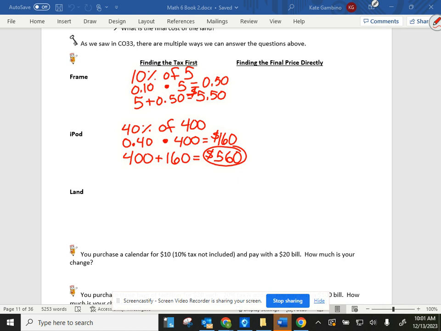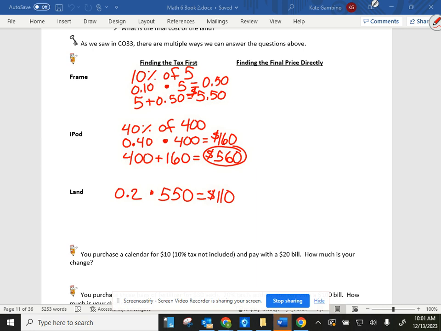How would I solve the land problem? I want to buy a plot of land for $550 and there is a 20% tax. What calculation do I put there? Melanie? 0.2 times 550. So that 20% is 0.2 times 550 gets me how much in tax? Bryn? 110. Gets me $110 in tax.